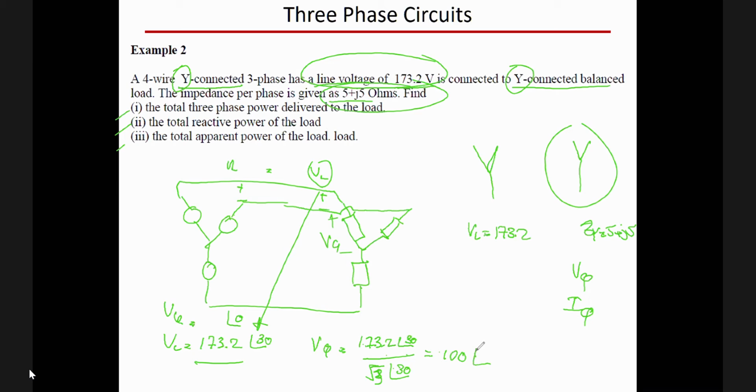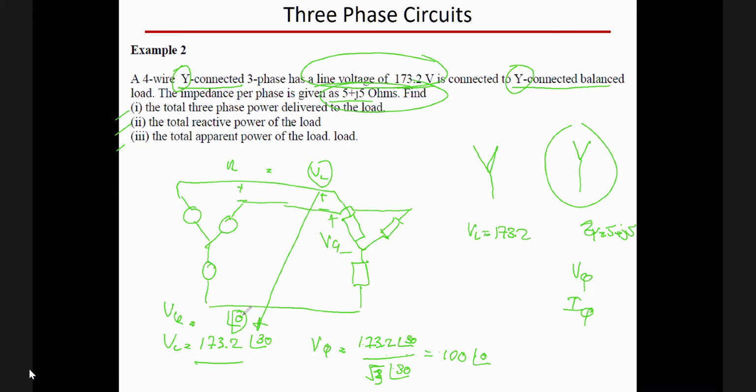What about the angle? What will be the angle here for the current? Zero. For the voltage? Zero. Which we already basically said it will be, right? Yes. So the phase voltage at the load is 100.